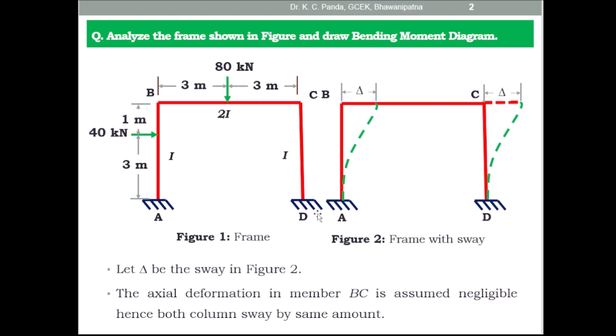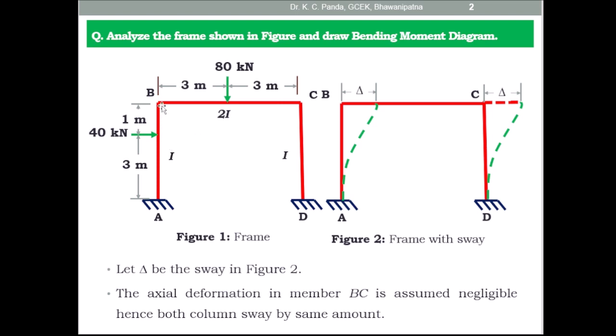So this is the frame, this is the vertical members, and this is horizontal member. So there are two concentrated loads, one on the horizontal member and one on the vertical member. The 80 kilonewton load is present at the midpoint of the horizontal member, and 40 kilonewton load is present on the vertical member AB, that is at a distance 3 meter from the support A.